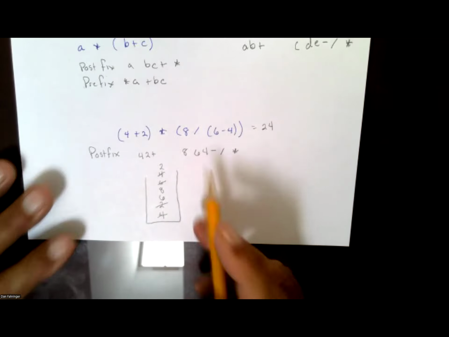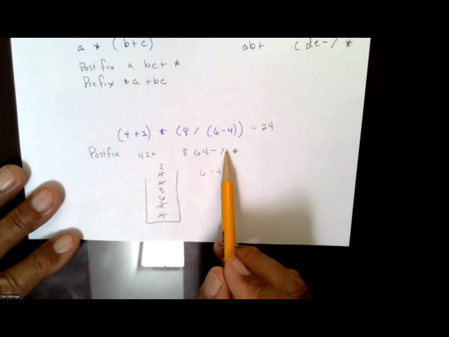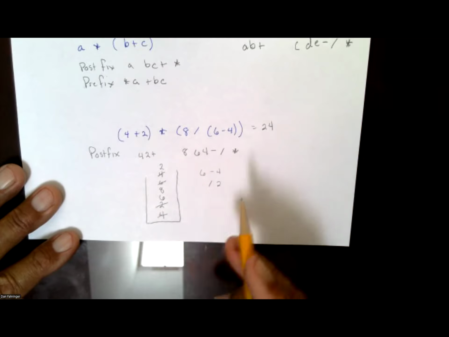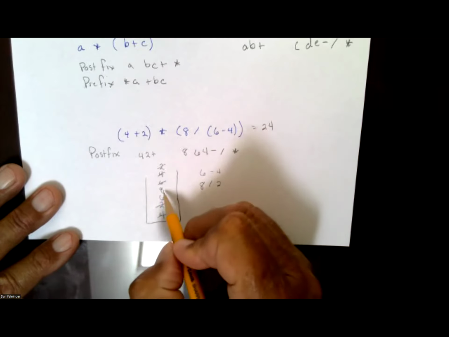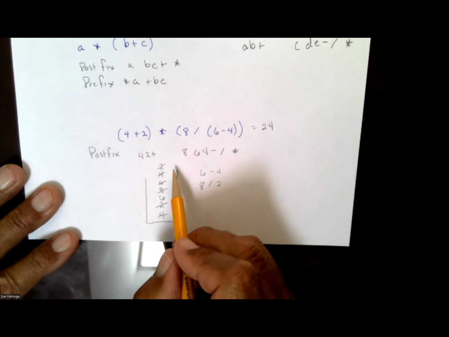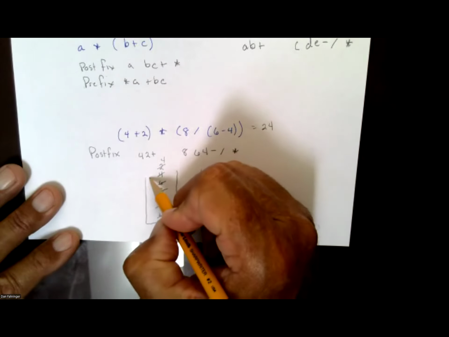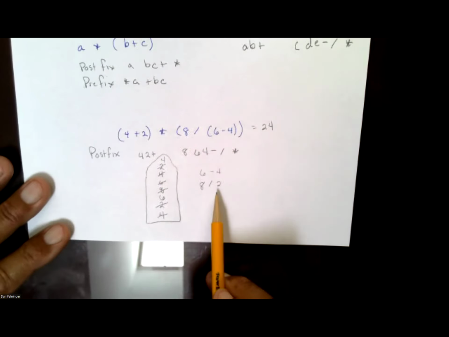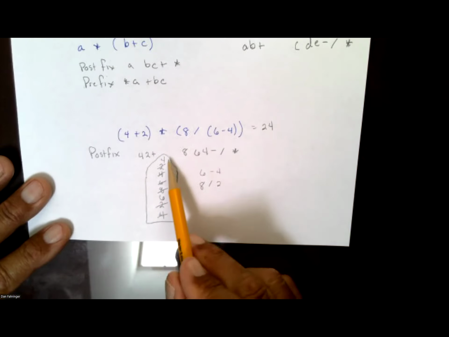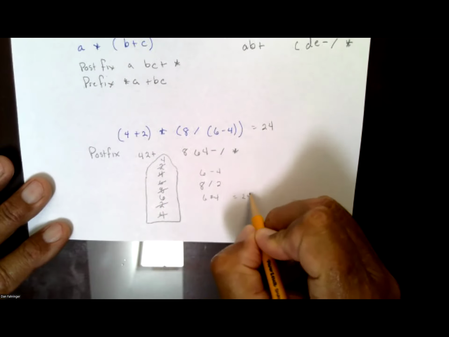Uh-oh, I hit divide, right? I had to remember to do 6 minus 4. I got the 2. Now I divide. So I'm going to pop the 2. It's got to go on the right. I'm going to pop the 8. So I pop the 2, I pop the 8. I get an answer of 4. So now I push the 4 in here. Now what? I hit multiply. 4 to the right, 6 to the left, and I get 24.